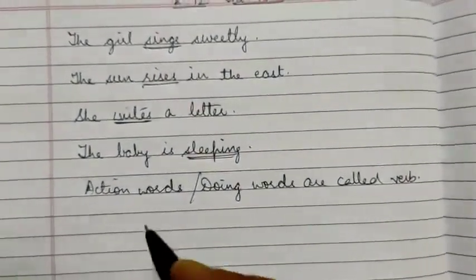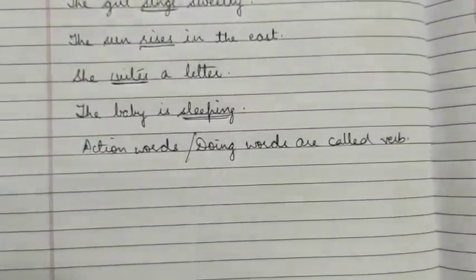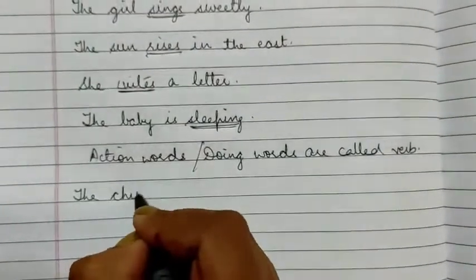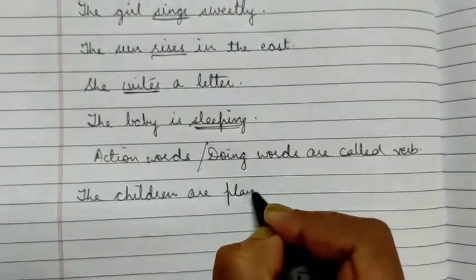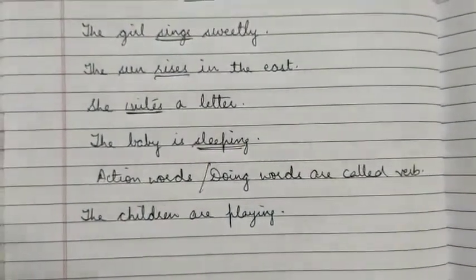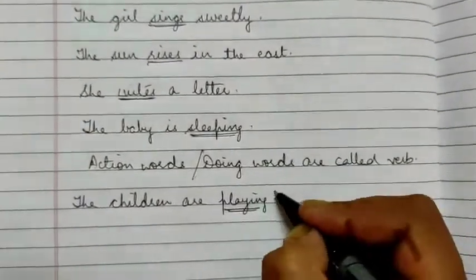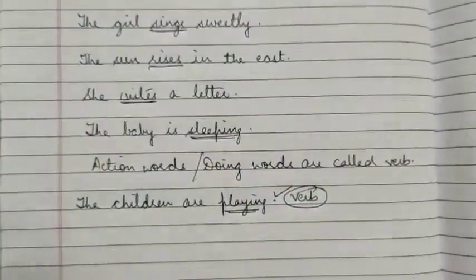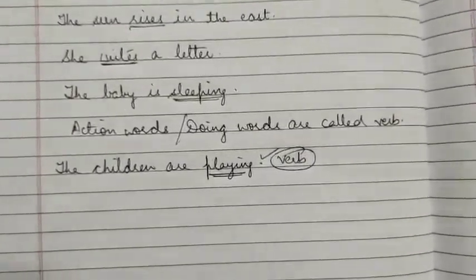So, I will give you one more example regarding verb. The children are playing. Here, what are the children doing? They are playing. So, playing again is an action word. So, this is also a verb. Now, I will tell you something more about verb.